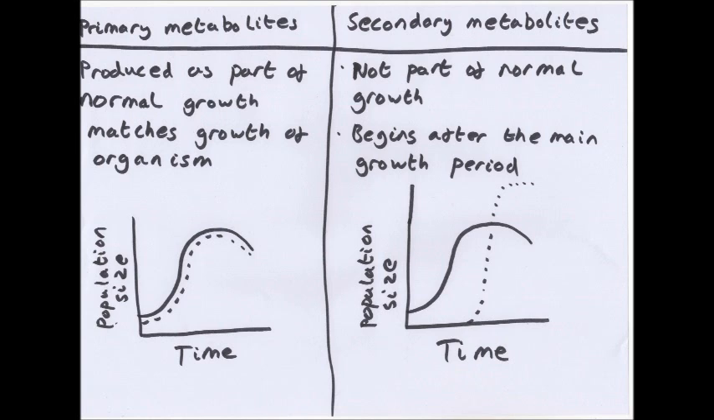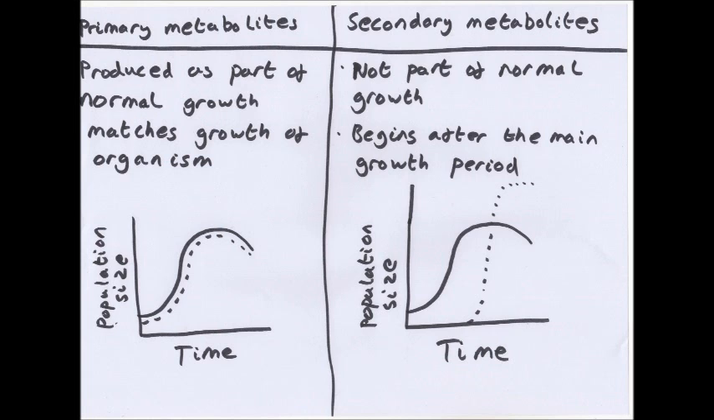So as you can see, it happens a lot later and ends up becoming a lot higher. Now, all organisms produce primary metabolites, only some produce secondary. So penicillin is a secondary metabolite, but mycoprotein is a primary because it's produced naturally by fungus or fungi. So without that process occurring, fungi would die.